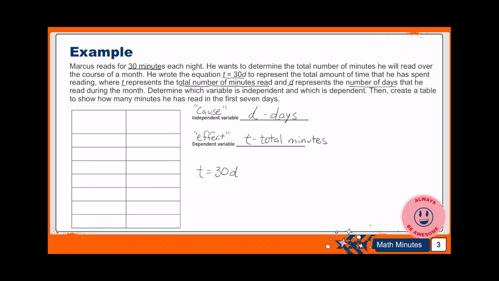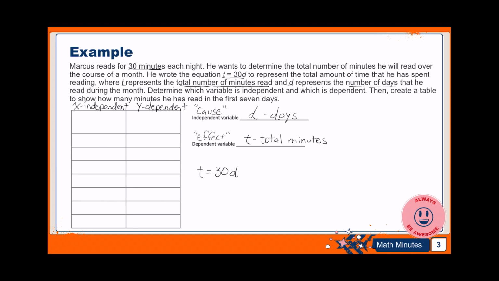All right, when we're looking at creating our table, we have to make sure we're setting this up correctly. On the left-hand side, we should always have our x value, or our independent variable. So my independent variable is always going to be on the left, and that is my x. My y value, or my dependent, is always going to be on the right. Again, cause before effect, right? Cause would be on the left, effect would be on the right.